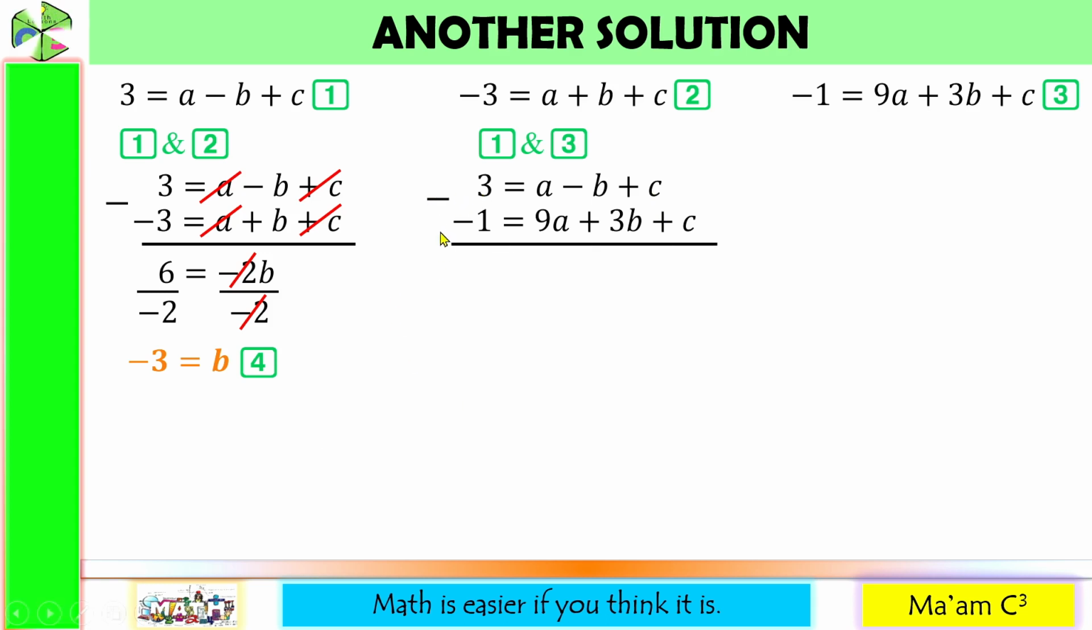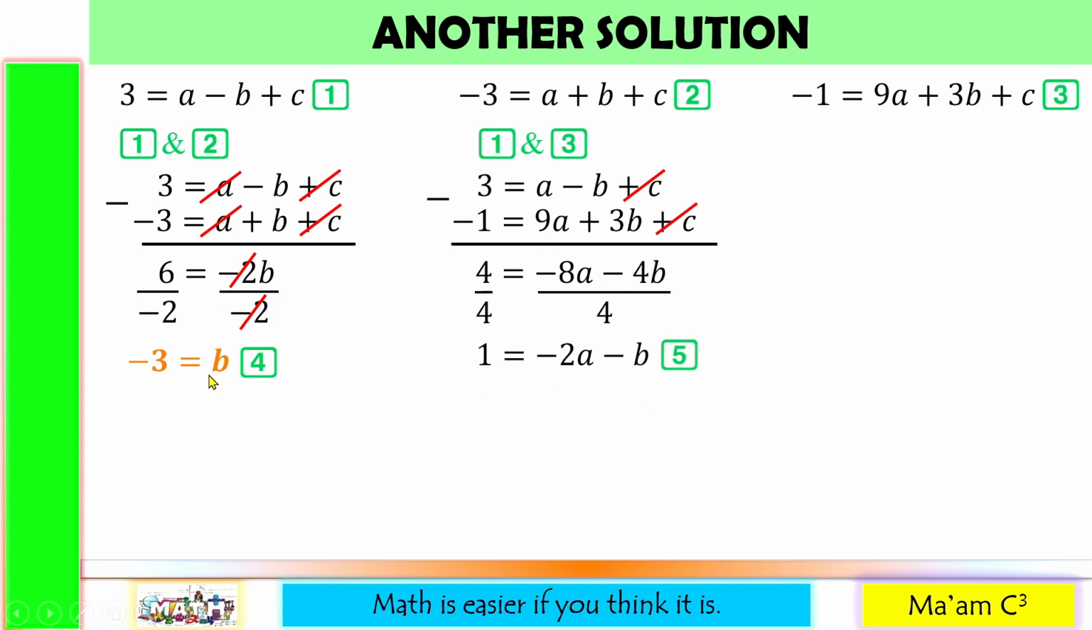This will be 3 minus -1 is equal to 4. A minus 9a is -8a. Negative b minus positive 3b is -4b. And positive c minus positive c will cancel out. 4, -8, and -4 are all divisible by 4. So let us simplify. 4 divided by 4 is 1. -8a divided by 4 is -2a. -4b divided by 4 is -b. This will be my equation number 5.